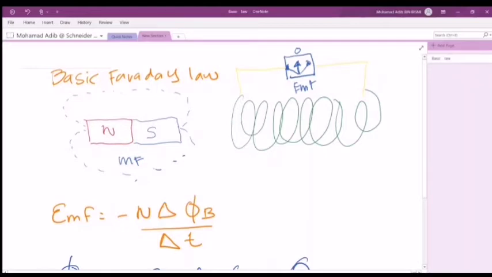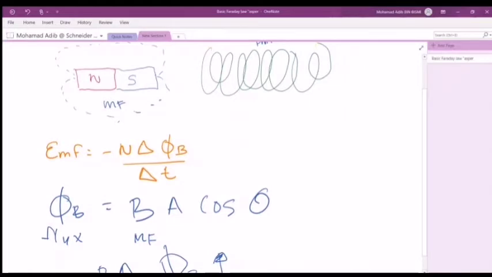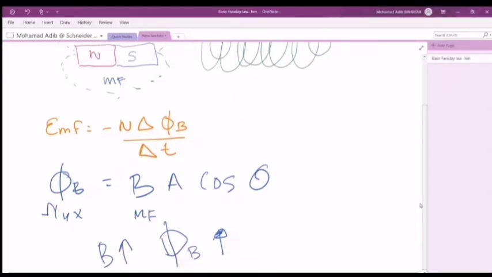Michael Faraday also introduced the equation of the EMF. The EMF will be produced when negative N times the change of the magnetic flux, divided by the time. The flux also increases with the magnetic field, the area, and the cos theta, the angle at which it cuts the magnetic field. So that is the basic equation of Michael Faraday's law.